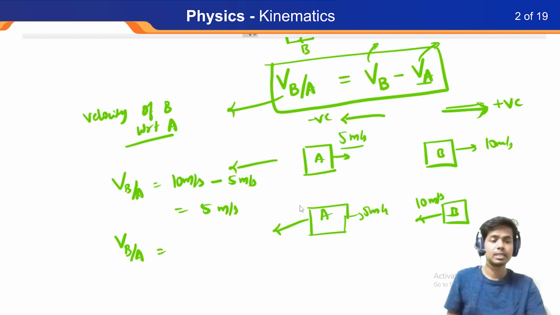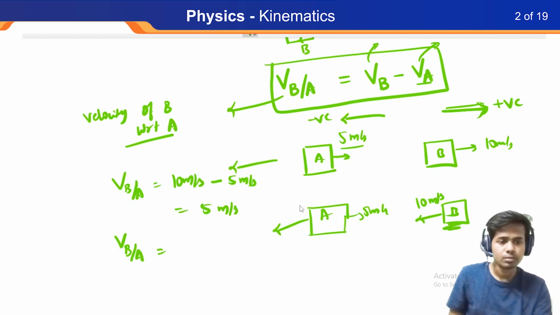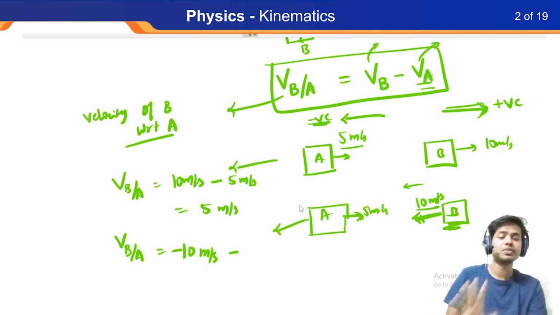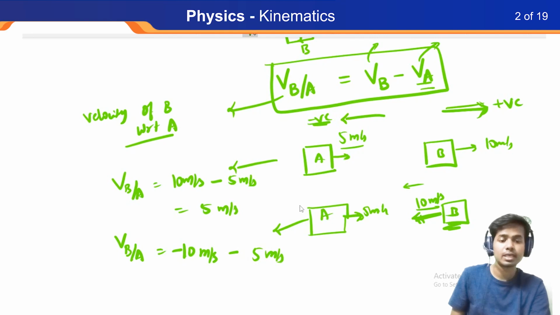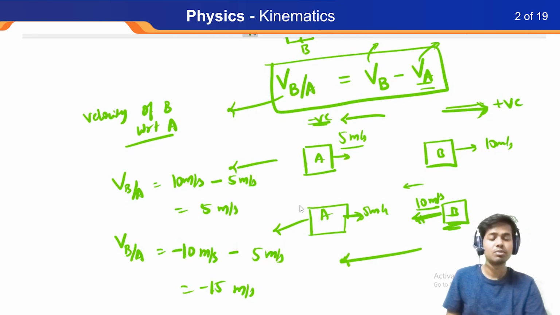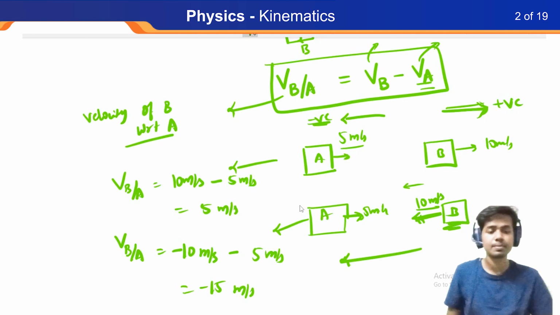But what if in this case I calculate the relative velocity? What happens in that case? Velocity of B. What is the velocity of B? 10 meters per second in leftwards direction, negative direction. So I'll write this as minus 10 meters per second minus what's the velocity of A? 5 meters per second in the positive direction. This comes up to be minus 15 meters per second. It means this direction and minus 15 meters per second. The object will seem to be faster than it actually is.